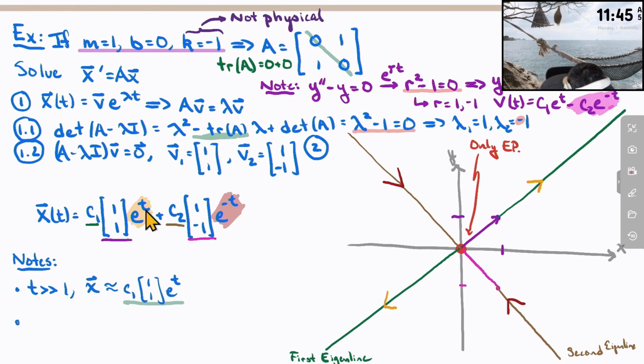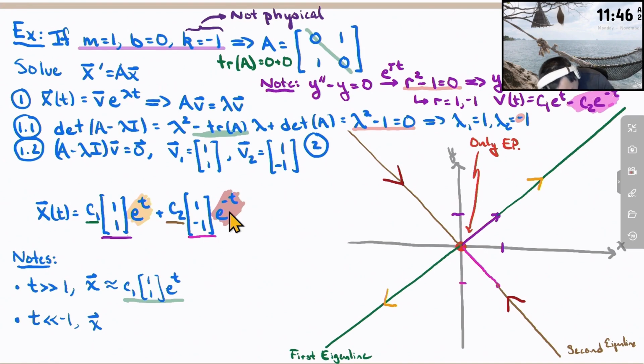Now, let's run the reverse argument. If t is much, much less than -1, it's a really big negative number. If t is a really big negative number, what happens to e to the t? It becomes a really, really small number. Yeah, totally, right? And if this e to the t, this orange e to the t, becomes a really, really small number, the e to the negative t will become a really, really big number. And so my x is approximately equal to c2, 1 e to the negative t, which I've denoted is my brown eigenline.